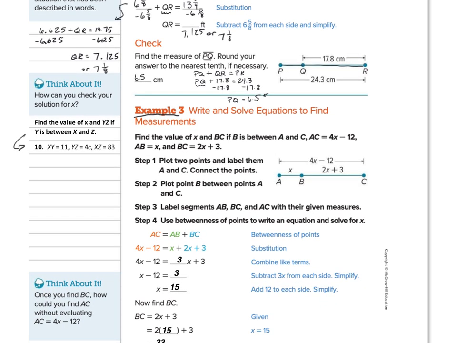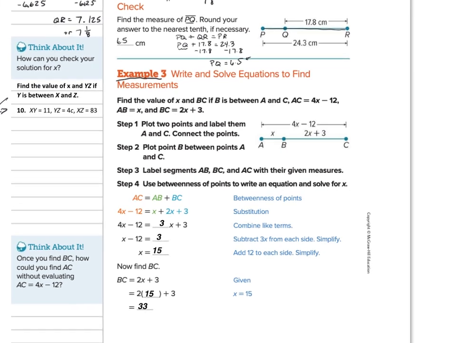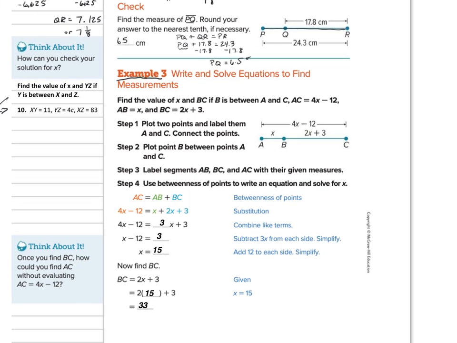Okay, so write and solve the equation to find the measurements. So we're going to use that same definition of what was going on. So in this example, we're starting with a little bit of algebra, but the premise is still the same. So it says find the value of x and BC. Okay, so we have to find two things, x and BC, if B is between AC. Okay, so there's our betweenness. So A, B, C, they said B is between AC. And then they just started labeling things.